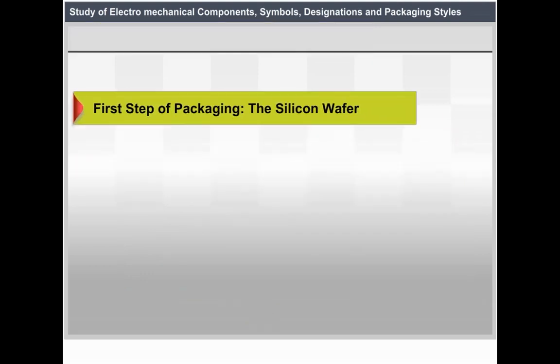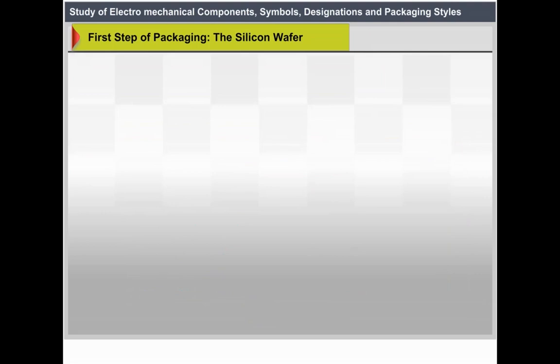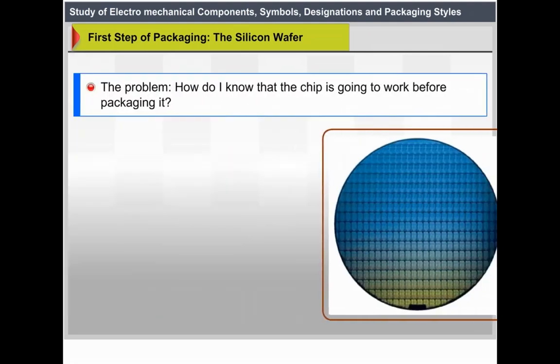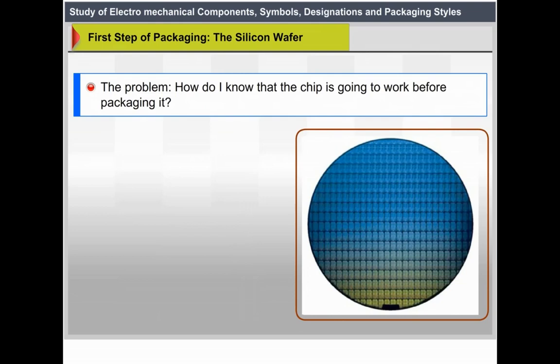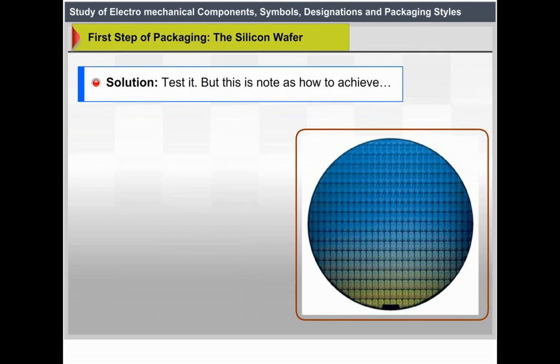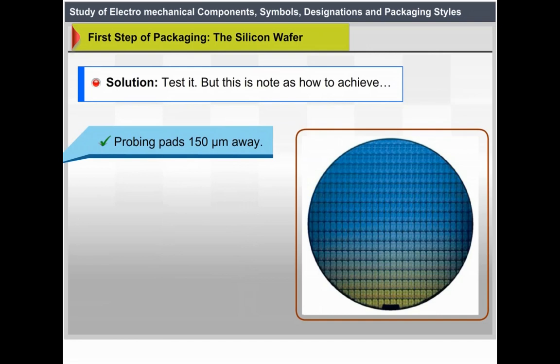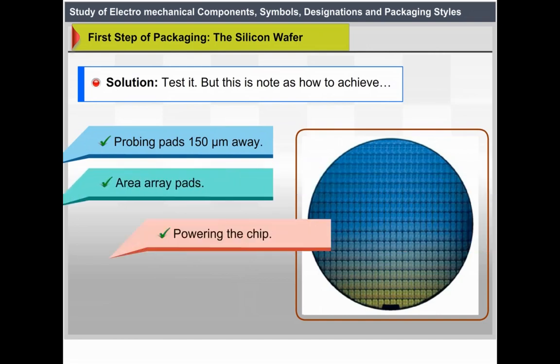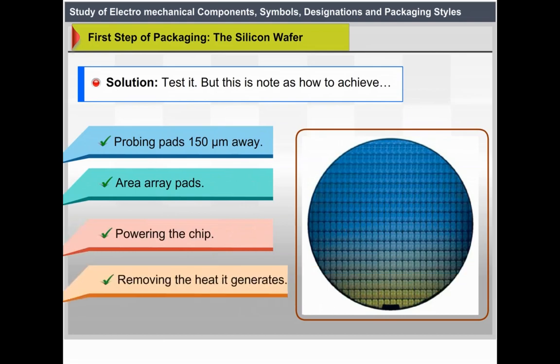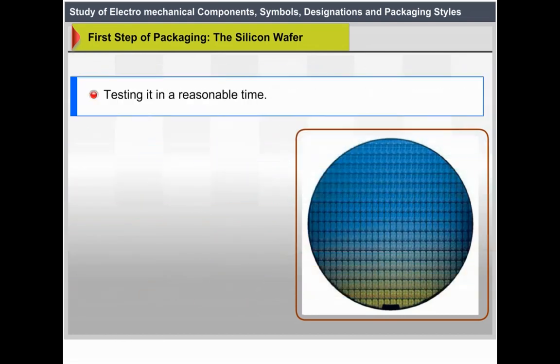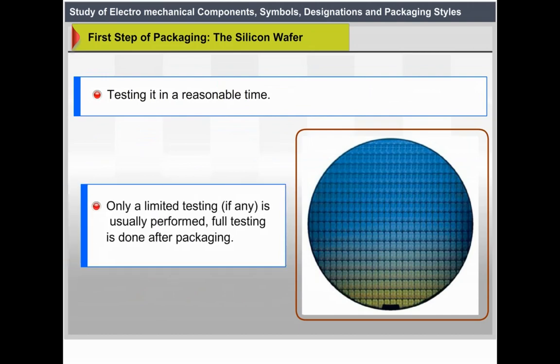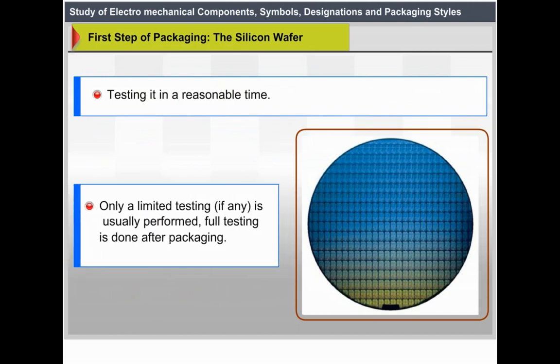First step of packaging, the silicon wafer. The problem: how do I know that the chip is going to work before packaging it? Solution: test it. But this is a note as to how to achieve it. Probing pads 150 micrometers away, area array pads, powering the chip, removing the heat it generates. Testing it in a reasonable time. Only limited testing, if any, is usually performed. Full testing is done after the packaging.